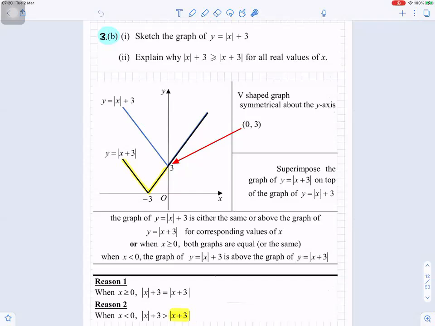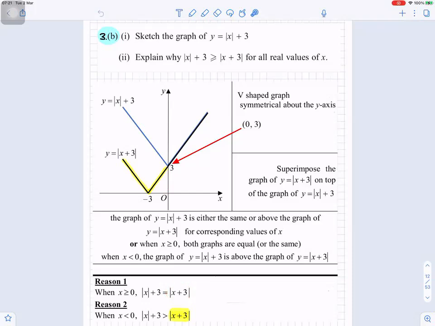So this is the first one. From x greater than or equal to 0, if you start from this point here, the two graphs are the same. See, the two graphs are the same. They are equal when you start from x equals 0. So you can see the two of them go up that way. So from x equals 0, the two graphs are the same. So you will write the absolute value of x plus 3 is equal to x plus 3.